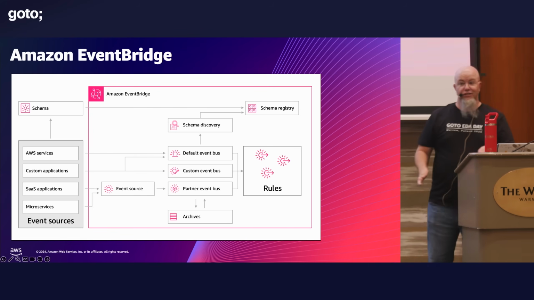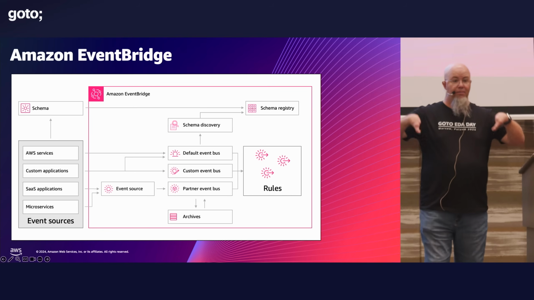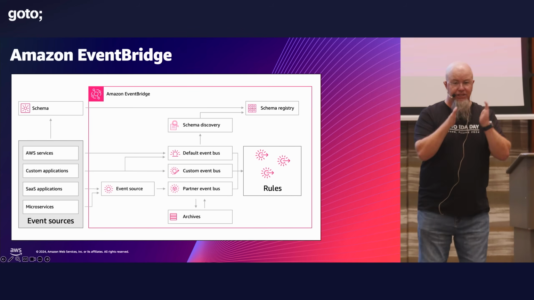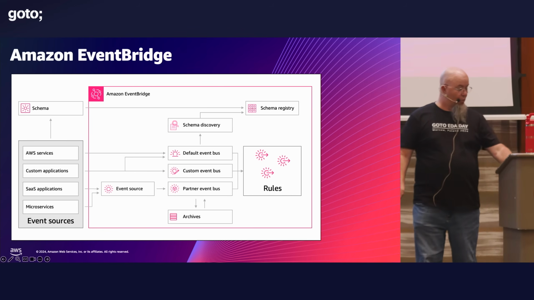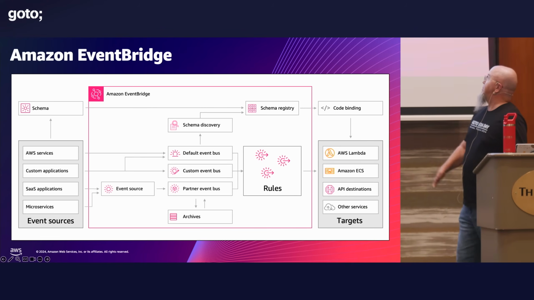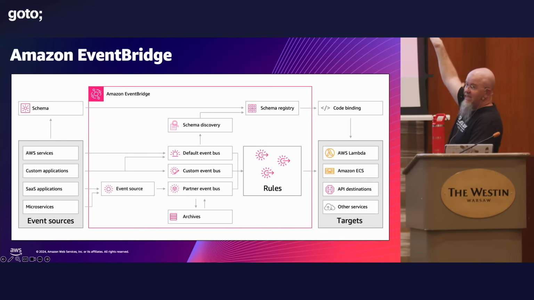Then, and this is where the magic happens, you write these rules. And you say, I'm going to write this rule, and if it matches this rule, then invoke this target, right? It can handle a bunch of different targets. So you say, okay, when it matches, then invoke a Lambda function or ECS.